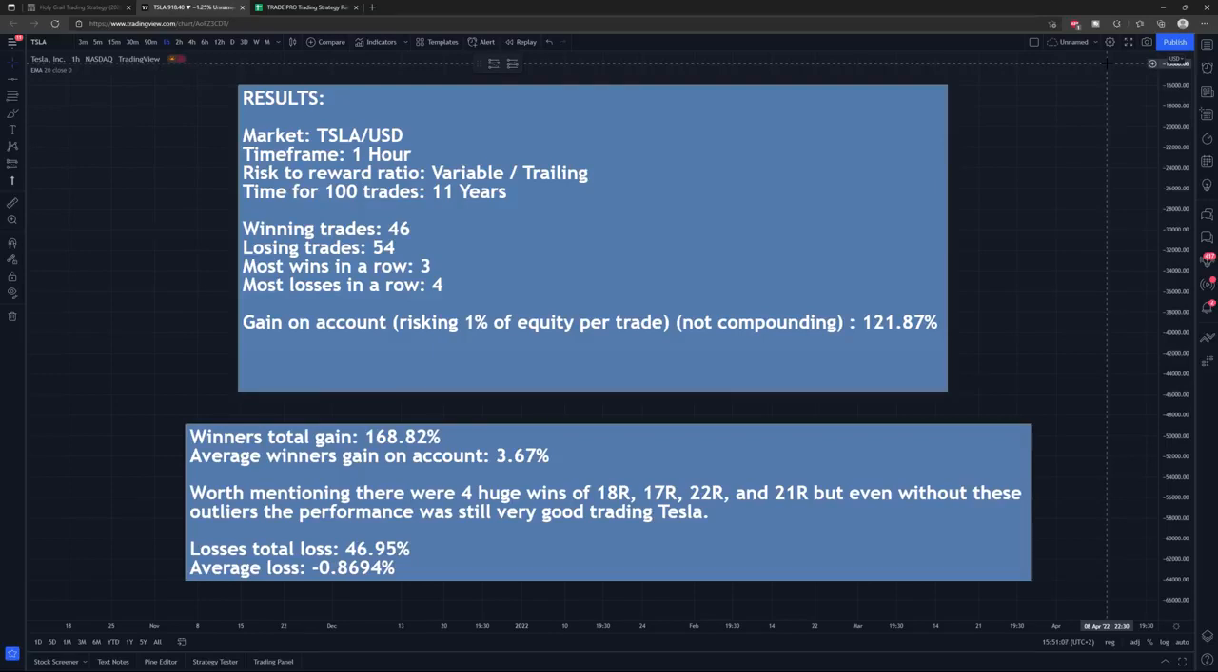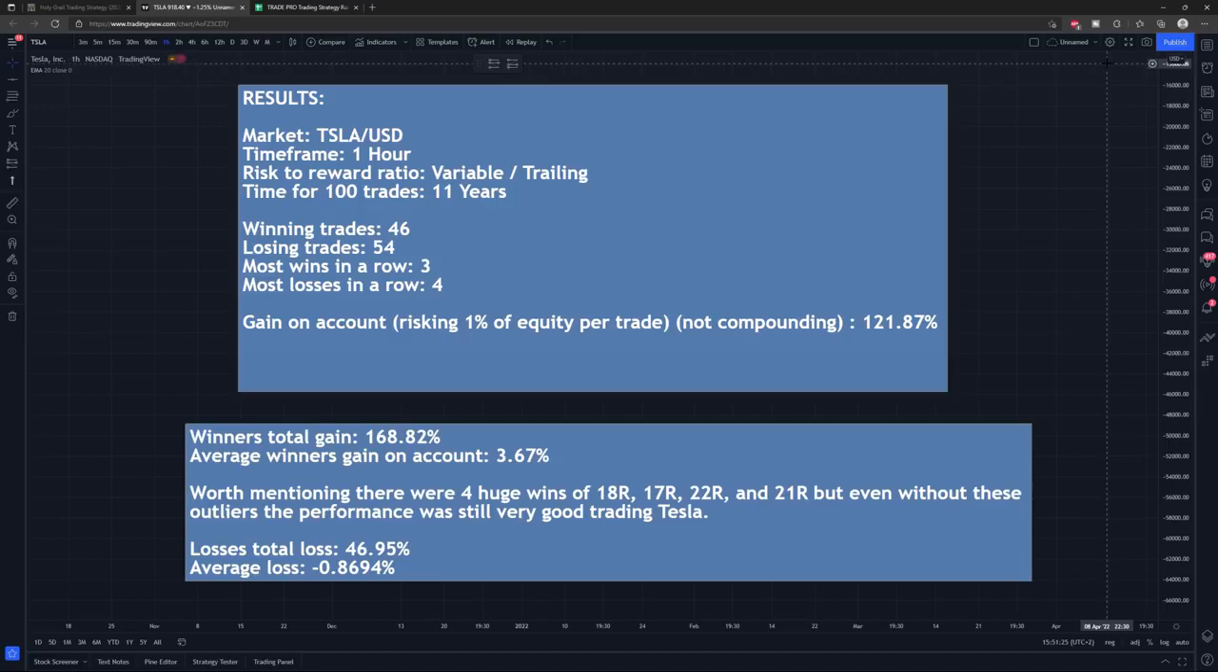So you're going to have not very many trades to capture. Of course, we're not testing for time, we're testing for quality. And over a series of 100 trades, this one made the highest gain on the account.